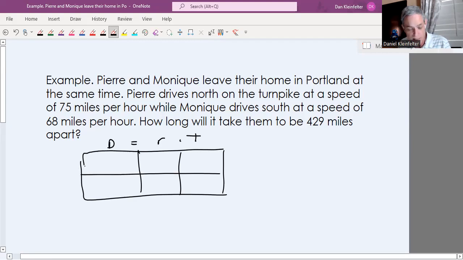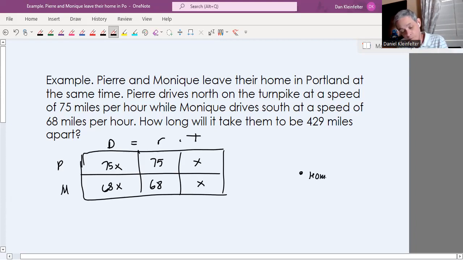And our two players in this story are going to be Pierre and Monique. They leave at the same time. Pierre goes 75 miles per hour. Monique goes 68. They leave at the same time, and we want to know how long it'll take for them to be 429 miles apart. So the time is going to be the same for both. So we'll have 75x for Pierre's distance, 68x for Monique's.